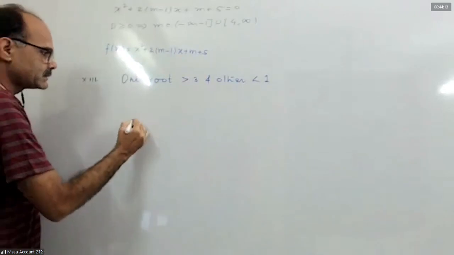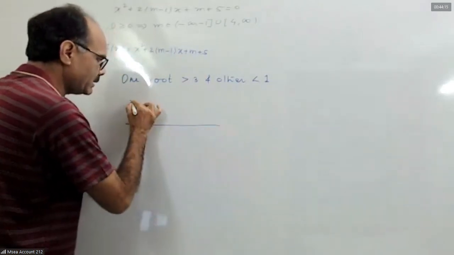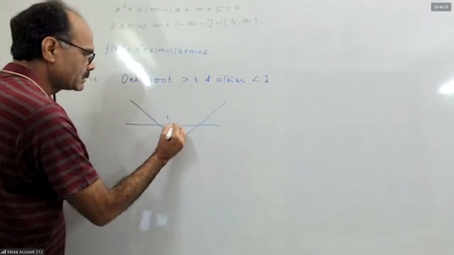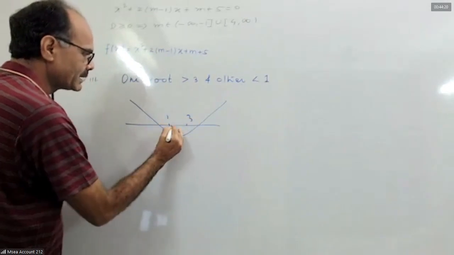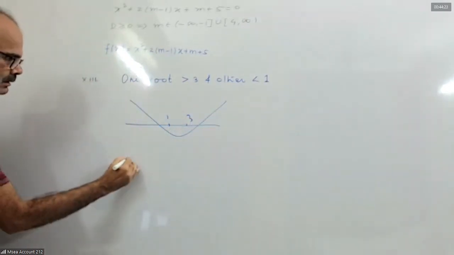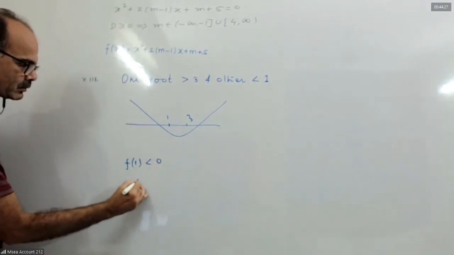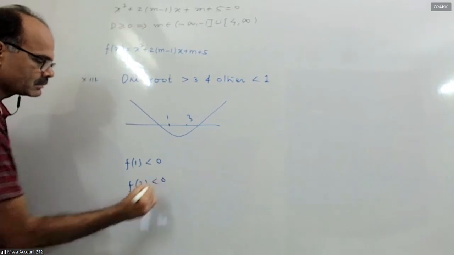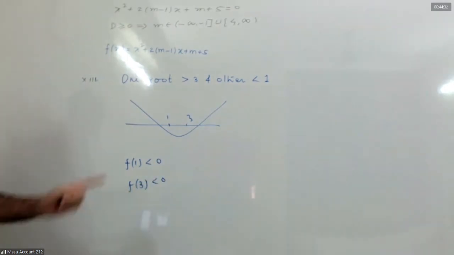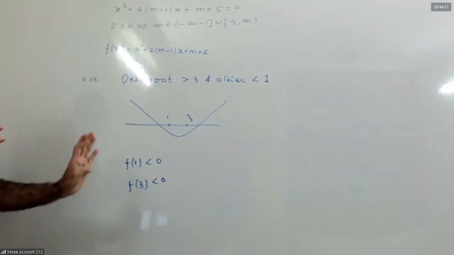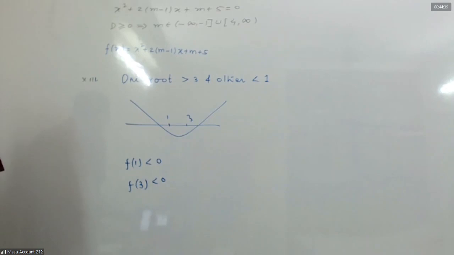You understood? Simply, if you impose this condition, this is 1, this is 3. 1, 3, 1, 3, anywhere. The only condition: 1 will be in between the roots, 3 will be in between the roots. That's it. No need to impose any other condition. Give me the answer.